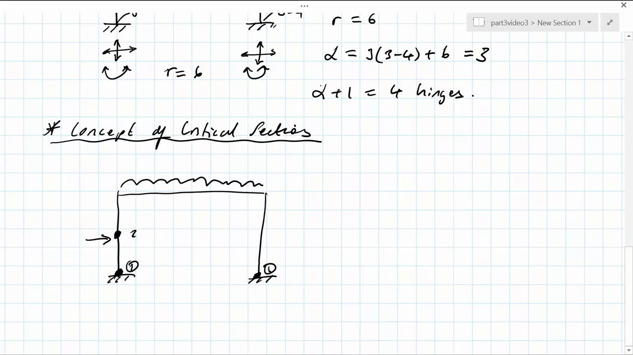secondly under concentrated loads, thirdly at joints, and finally somewhere underneath the distributed load. The exact position of the hinge under the distributed load will depend upon the bending moment distribution of the whole structure.